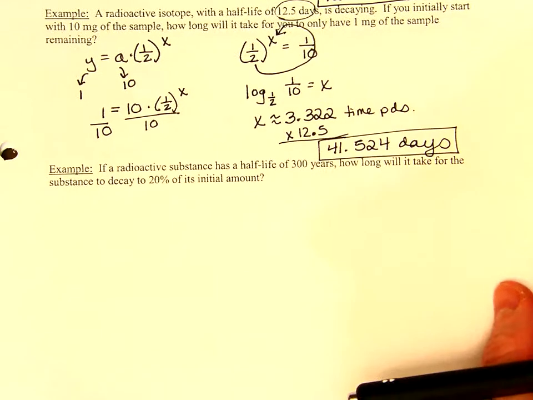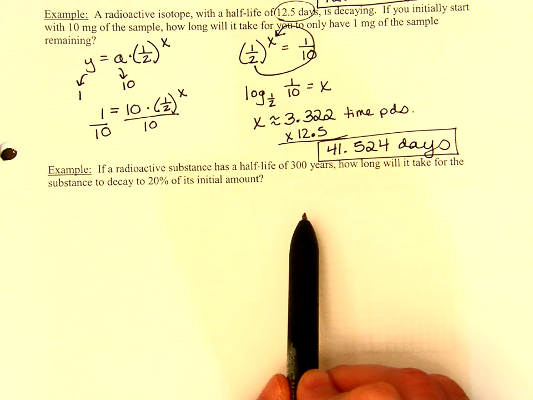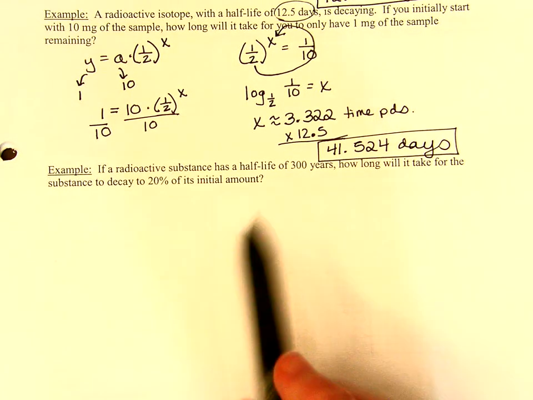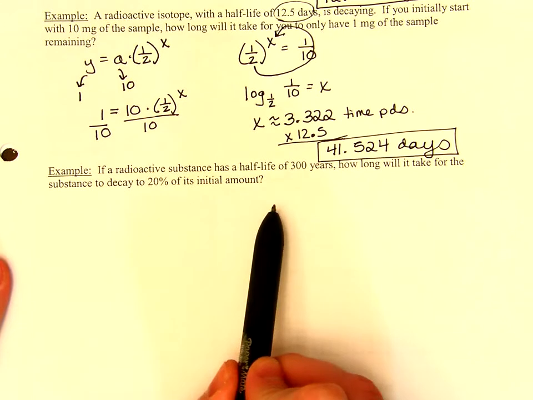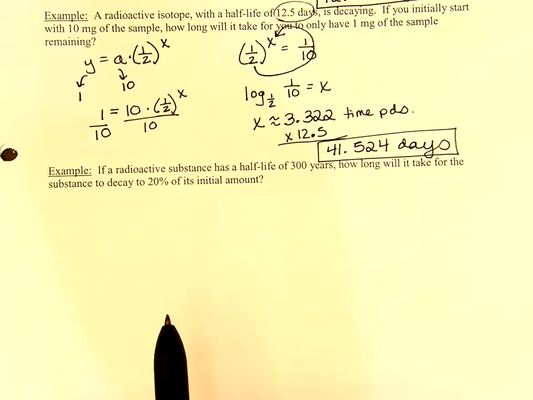One last problem over here. A radioactive substance has a half-life of 300 years. How long will it take for the substance to decay to 20% of the initial amount? I realize there's a percent given, but it's still just going to be a half-life problem.